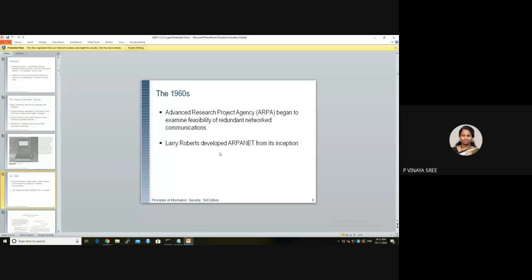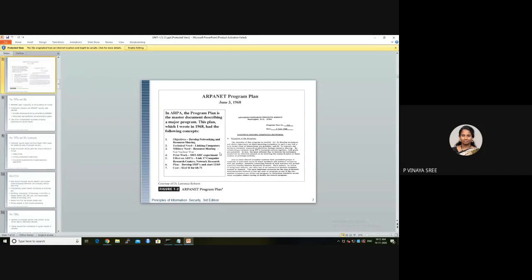After Enigma, in the 1960s, the Advanced Research Projects Agency began. Larry Roberts developed ARPANET, so we can say Larry Roberts is the founder of the internet. Initially, they created a program that started sharing information: resource sharing, time sharing. They started linking the systems and communicating with each other.